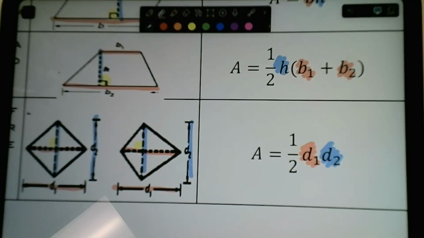The reason why we're multiplying the diagonals together and it's not called base and height is because, again, you want things to be 90 degrees to each other. And in a rhombus and in a kite, the diagonals are 90 degrees to each other. Questions on area of rhombus or kite?